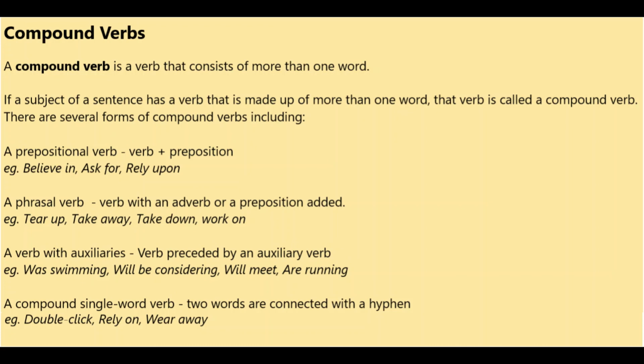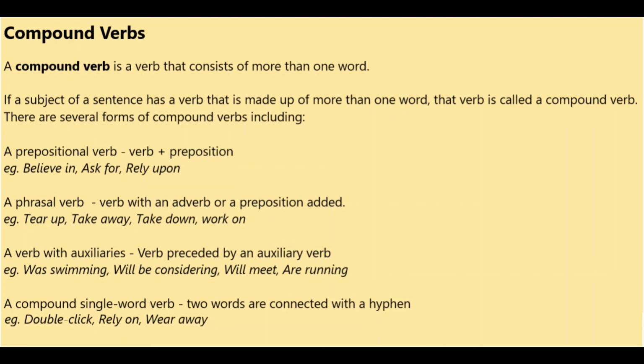There are several forms of compound verbs. A prepositional verb is a verb plus a preposition: believe in something, ask for something, rely upon something. This is called a prepositional verb. Now phrasal verbs are there, and these are very important.